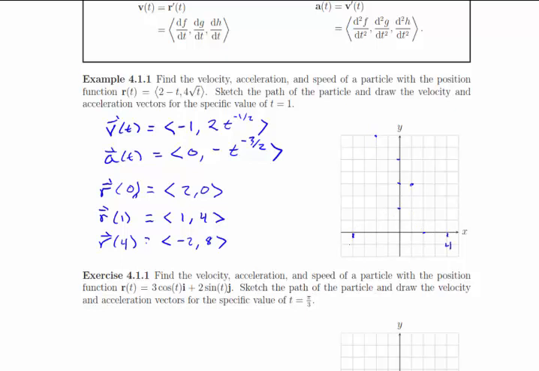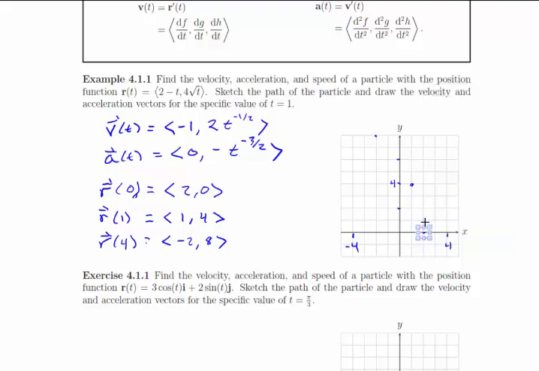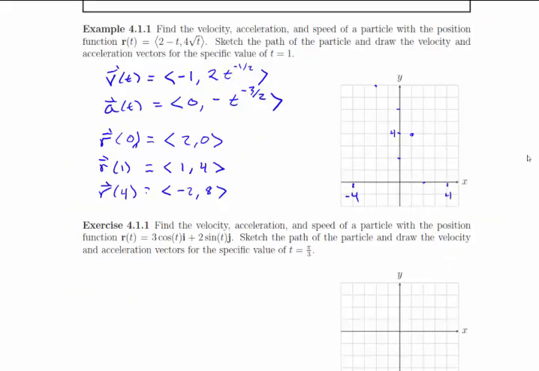Sorry about that, finicky software. But it looks like we are going to have a curve that has this kind of shape here. And so this is when t equals 1 is at this point.